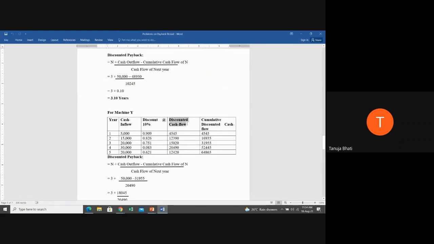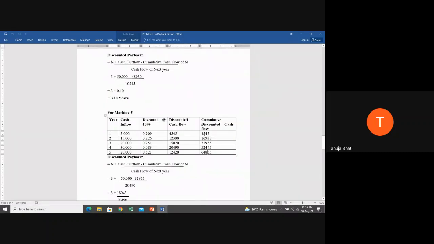Next is discounted cash flow. You will multiply your cash inflow with the discount factor. When you multiply, you will get this particular result. Next step is you have to find out the cumulative discounted cash flow. Why has cumulative discounted cash flow come into the picture? Because it is an unequal cash flow, students. It is not equal cash flows. Therefore, you have to find out cumulative. For the first year, it will be the same as discounted cash flows. For the next year, it will be the previous year's cash flow plus the current year's cash flow. So when you add it up, you will get the cumulative cash flows.